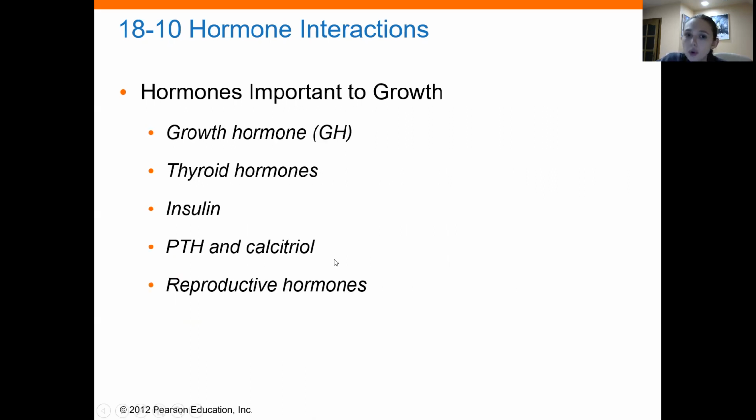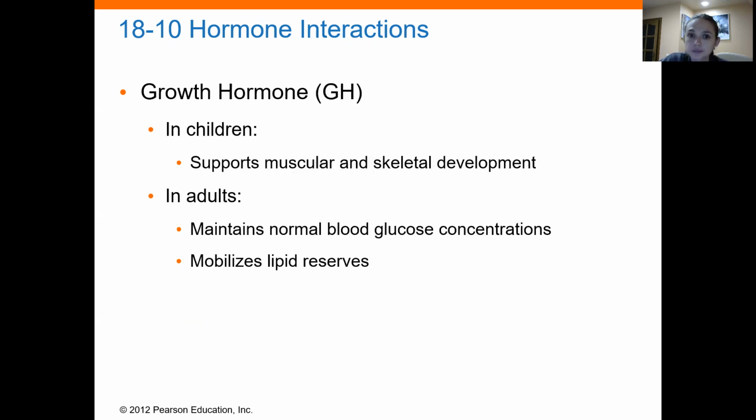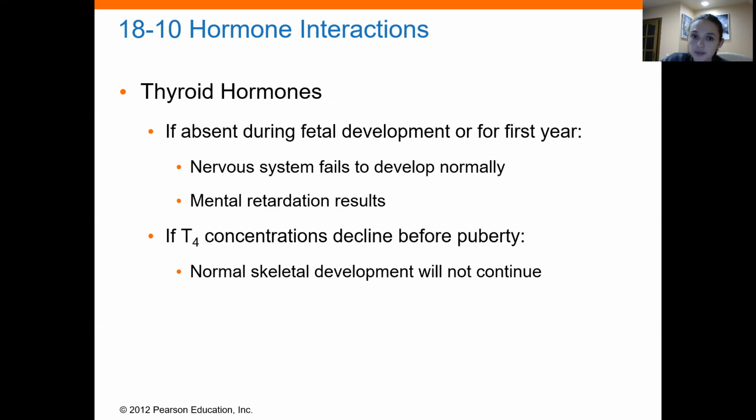Hormones important to growth: growth hormone, first of all, then thyroid hormones, insulin, parathormone and calcitriol, and reproductive hormones, which are produced from the gonads. Growth hormone in children is responsible for development of the skeletal muscle. In adults, it is responsible for maintaining a normal level of glucose in the blood and mobilizing lipid reserves.